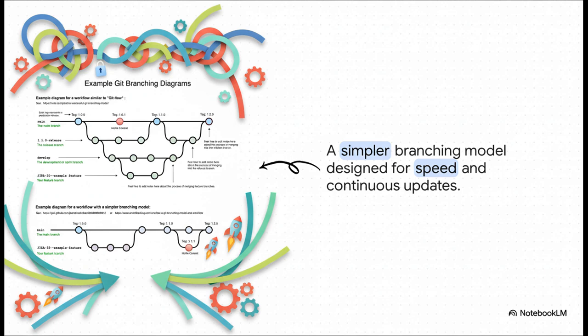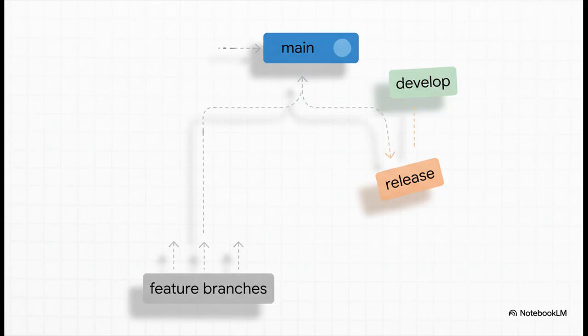And that's because this whole model is engineered for one thing and one thing only: pure speed and getting updates out the door constantly. So take a second and just look at what's not there. See it? The develop branch? Gone. The release branch? Also gone. All those extra layers have been stripped away, leaving a super direct path for your code to travel.